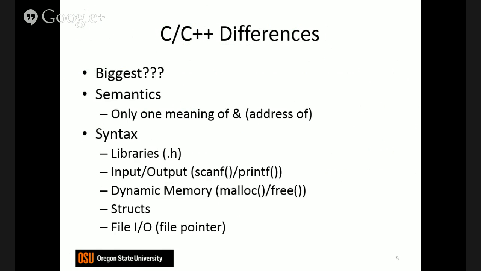All right, so now let's go over this. I tried to prepare a little slide presentation to get at what I see as the differences between C and C++. What is the biggest thing? And that is, this is not object-oriented programming. There are no objects.